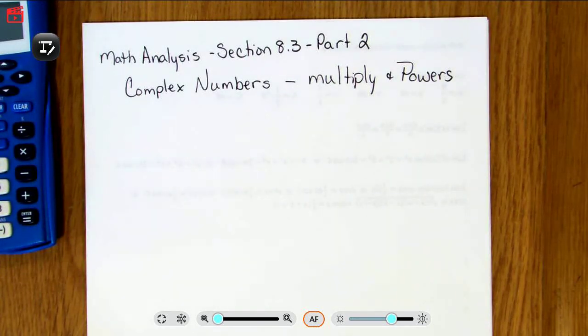Hi everyone, we're going to continue talking about section 8.3. This is part 2. So we're going to talk about complex numbers again and multiplying them, and then also calculating powers of them, so raising them to the 4th or 5th degree.